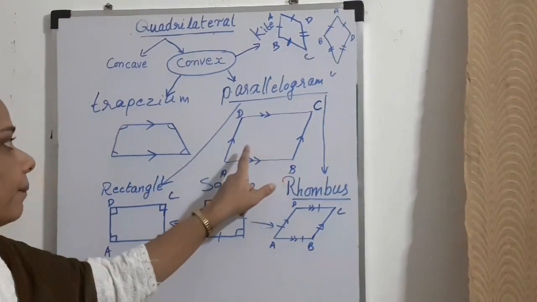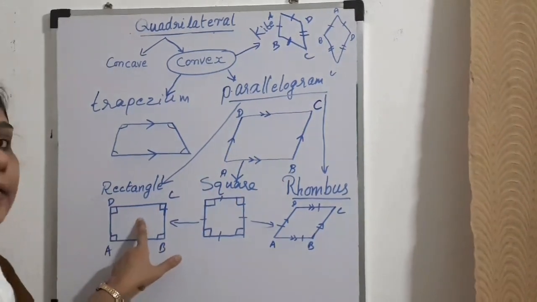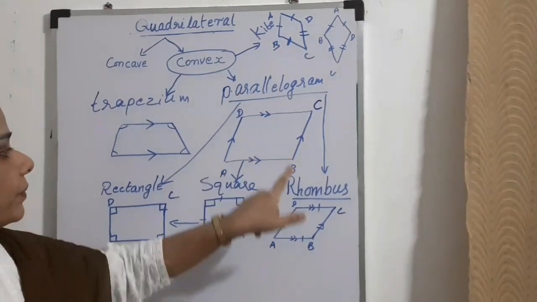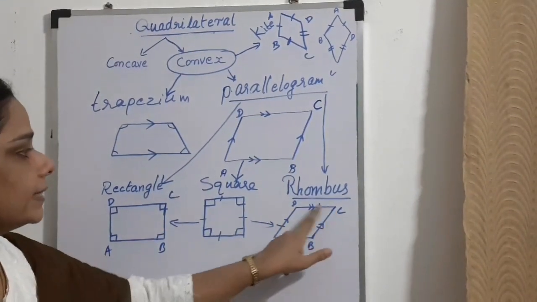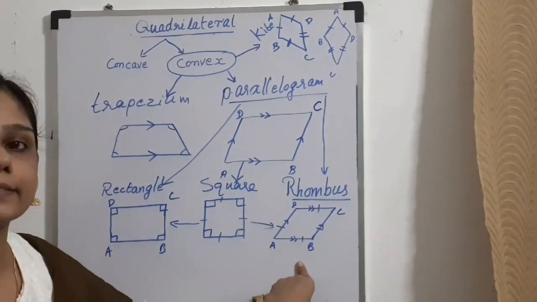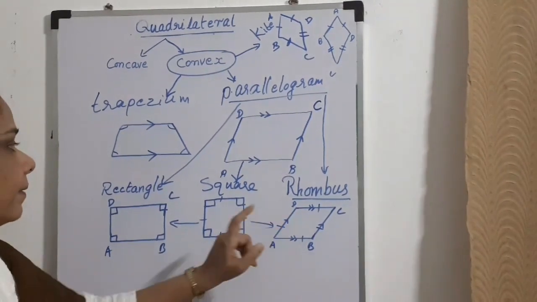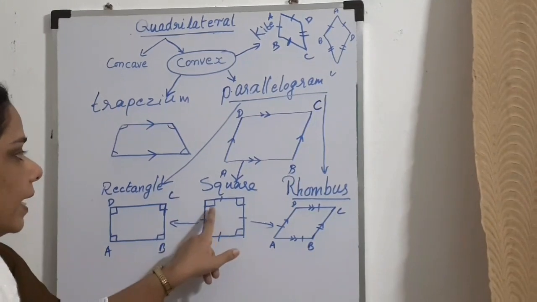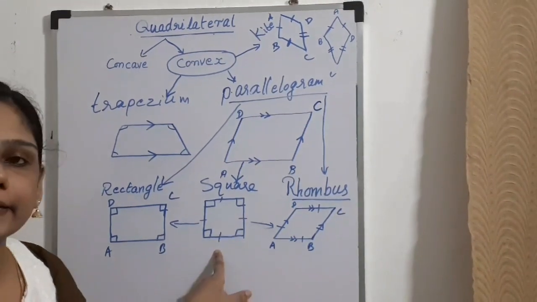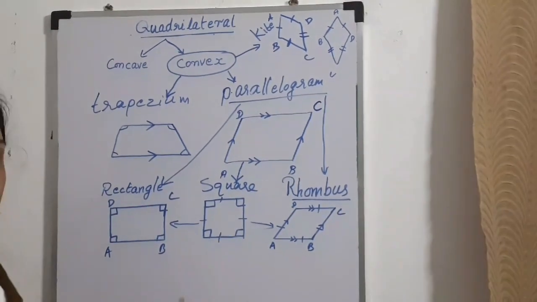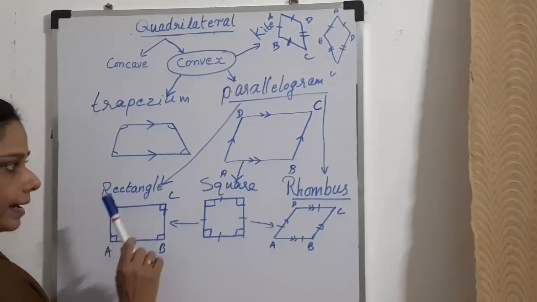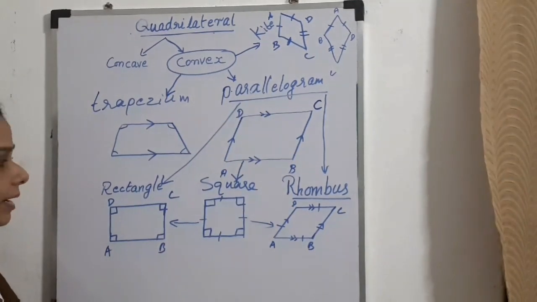In a parallelogram, if all the angles are 90 degrees, it is known as a rectangle. In a parallelogram, if all the sides are equal in length, it is known as a rhombus. In a parallelogram, if all the sides are equal and all the angles are 90 degrees, it is known as a square. So a square is a rhombus, a square is a rectangle, a square is a parallelogram also.